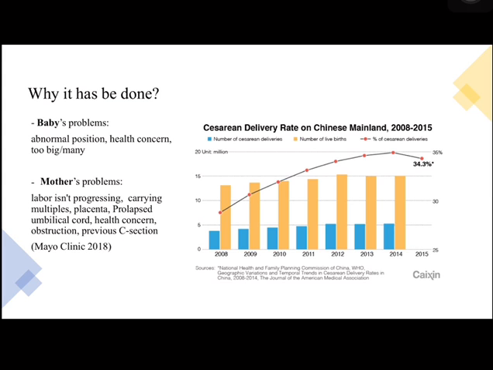However, if C-section is in such demand to save both the baby and mother's lives and health, why not every mom choose to take it to make their pelvis suffer less? From this graph, it is a Chinese research that the number of cesarean deliveries is much less than the number of live births, and the percentage of cesarean deliveries decreased.